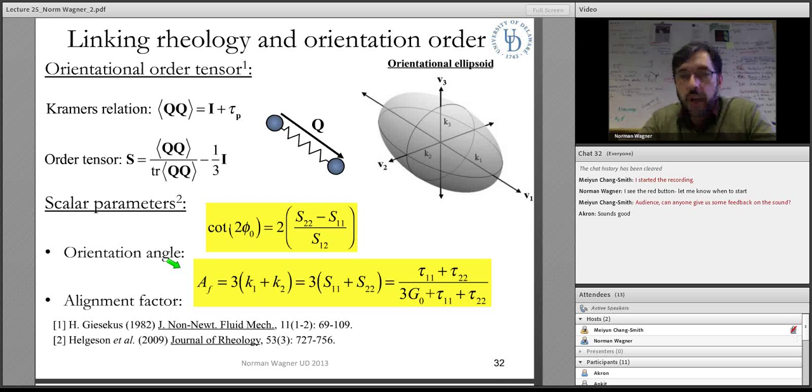Okay, so as I have a greater degree of alignment, I head towards a nematic-like system, which would be almost like a pencil-like ellipsoid, very strongly aligned along, for example, the flow direction. And typical derivations of this you'll find in Giesecke's original paper, and a paper by Matt Helgeson, who's now at the University of California, Santa Barbara, on that more recently.